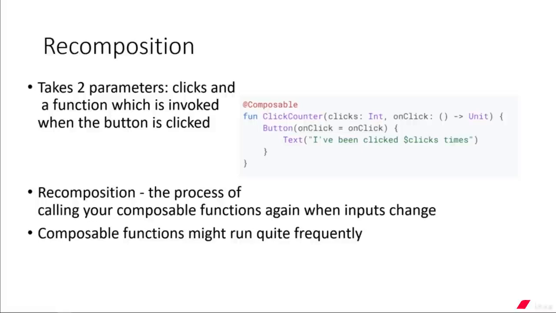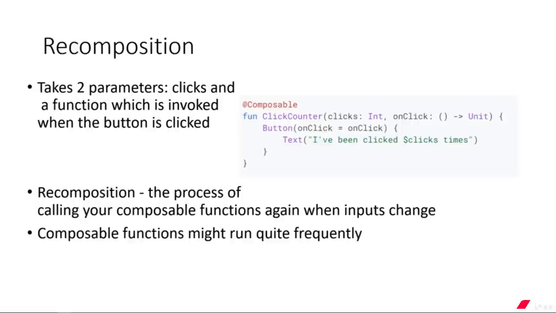For example, consider this composable function which displays a button. Every time the button is clicked, the caller updates the value of clicks. Compose calls the lambda with the text function again to show the new value. This process is called recomposition. Other functions that don't depend on the value are not recomposed.